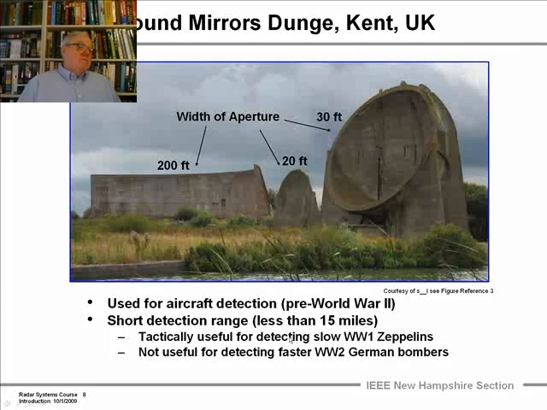Now, even during World War I, if you could hear a German Zeppelin, like a blimp, 15 miles away, it was only moving 10, 15, 20, 30 knots. It would give you some warning. But with faster World War II German bombers, these kinds of technologies just wouldn't cut it at all.